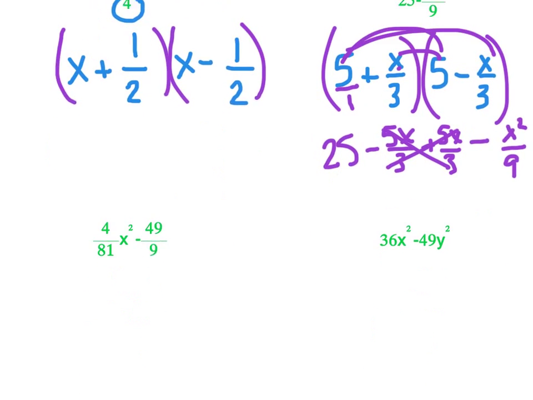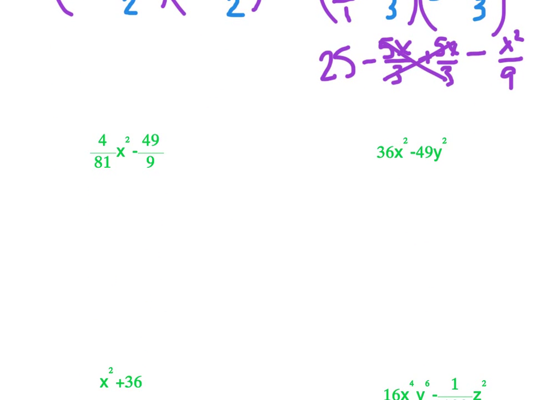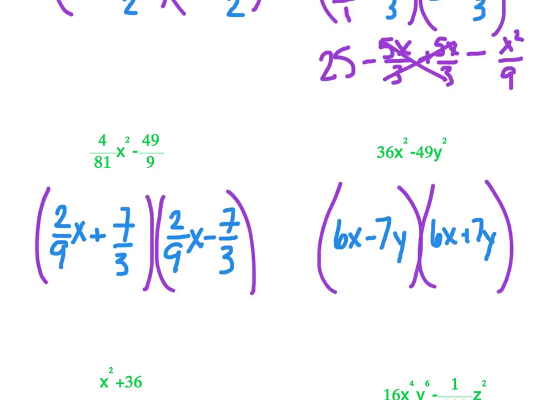All right, you've got 2 to try on your own. Pause it, good luck, and then compare. All right, here's my answers. And again, I'm just saying what times what is 4, what times what is 81, what times what is x squared. Same thing with 49 and 9, so you can check my work here and check my work here.